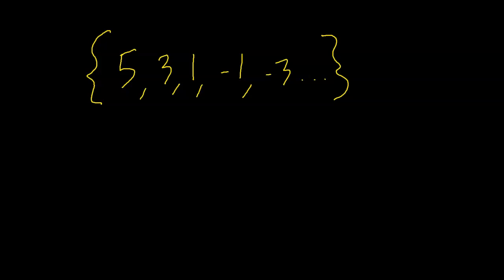Do common differences have to be positive? No, they certainly don't, right? Let's look at this sequence. We start with 5, the next term is 3, the next term is 1, the next term is -1, and the next term is -3, right? So what's happening each time? It is being reduced by 2, right? So that means in this case the common difference is -2. When your sequence is decreasing, your common difference is always going to be a negative number.